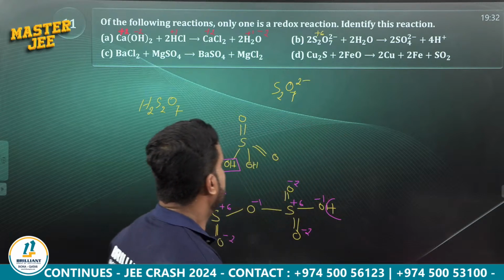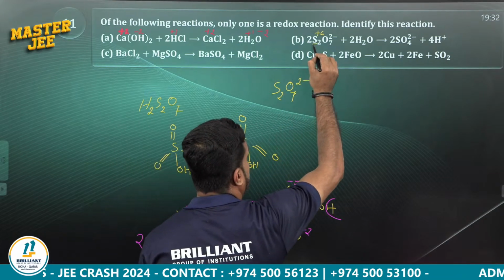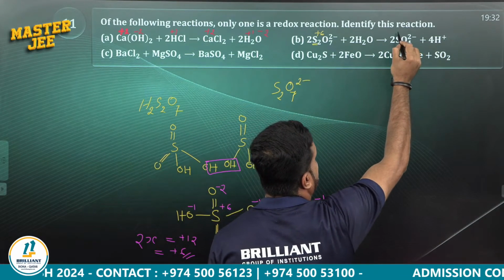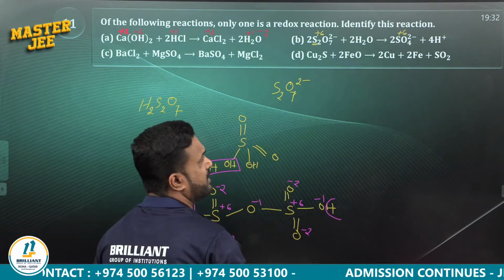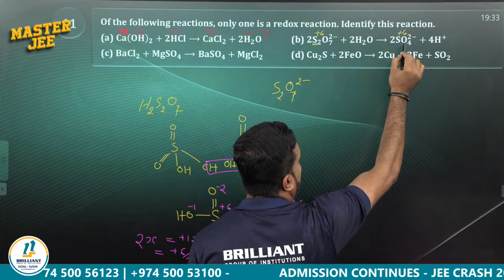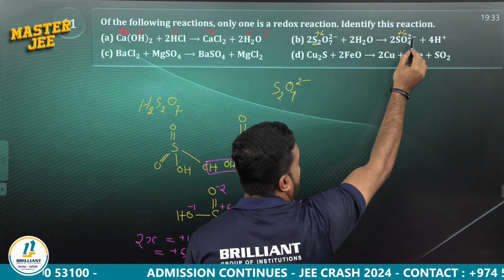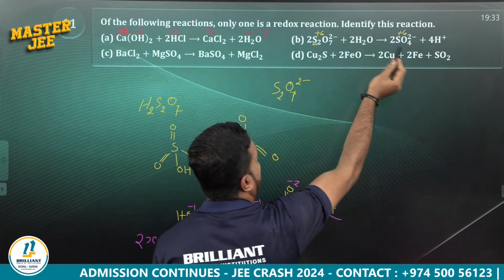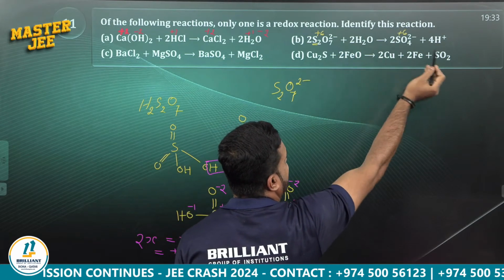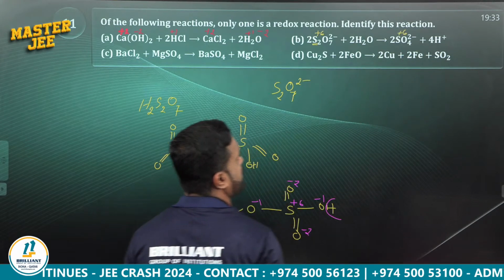Here the oxidation number of sulfur is +6, and in SO4 2- as well it is +6. That you can substitute directly. Oxygen is 4 into -2 is equal to -8. -8 when it comes to the right hand side, +8. So here also sulfur does not undergo oxidation or reduction. Hydrogen as well is the same, here it is +1, here also +1. It will not change.